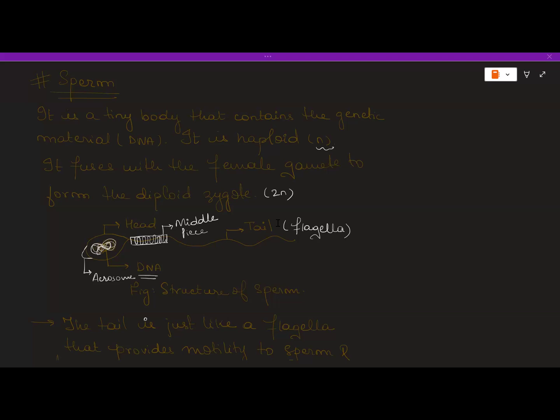What's acrosome? It is a cap-like structure which protects the sperm head.